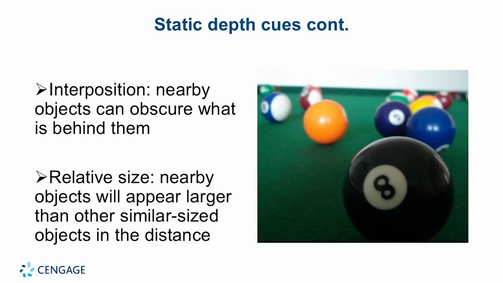And to keep using this example of the billiard balls, if we have information about objects' real size, so we know that in real life, these billiard balls have the exact same size, the fact that some of them appear to be smaller when we know that they're in fact the same size is used by the brain to infer that these ones that look smaller must be further away. And this is the relative size disparity.